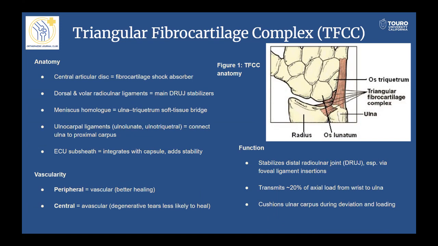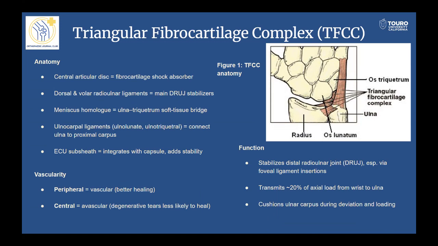Since central TFCC has no blood supply, it can't heal, even if you sew it up. So surgeons usually just clean it out and smooth the surface, and that usually relieves symptoms without making the joint unstable, which is again a key piece here. And then lastly, those foveal fibers are critical. If they're torn, then we're going to get instability.